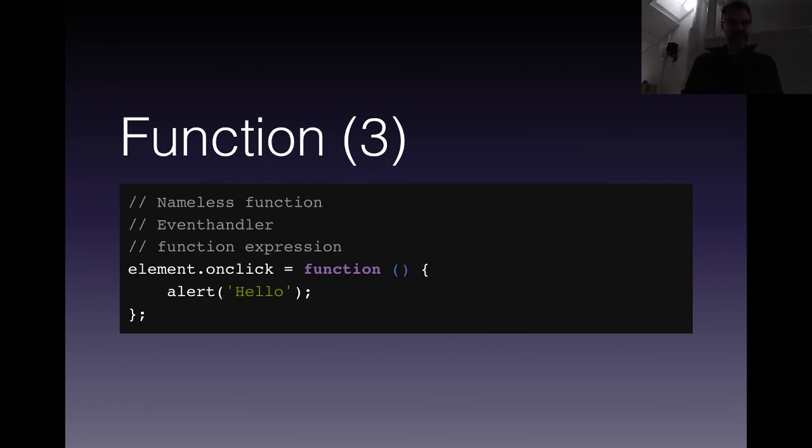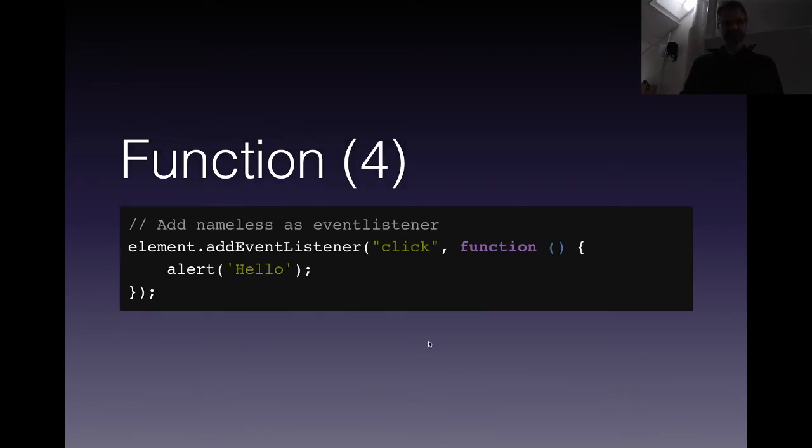Here is another one. It's a nameless function, or anonymous function. It's assigned to this. It's basically an event handler. What should happen when I click on this element? Well, then you should call this function. So here we call it a nameless function. It's still a function expression.